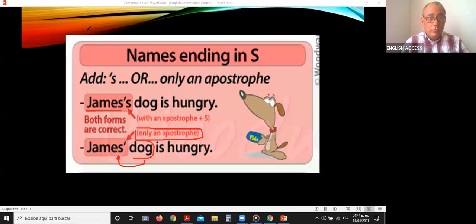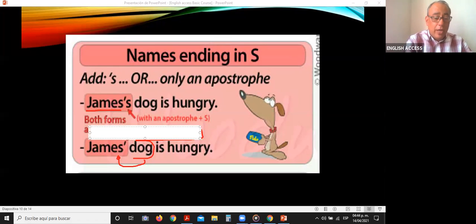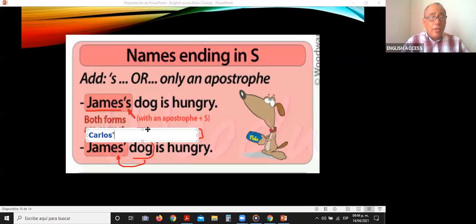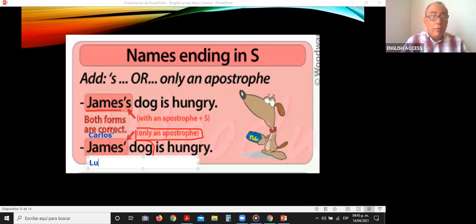Could be Carlos. That's another name that we can use because Carlos ends with an S. Maybe the dog is Carlos'. So we can add only the apostrophe at the end of the name. Now the dog is Carlos'. Maybe the dog has another owner. Luis has a dog, so the dog is Luis'. Oh, this is Luis' dog, and Luis' dog is hungry. So when you have a name that ends in an S, you only add the apostrophe.